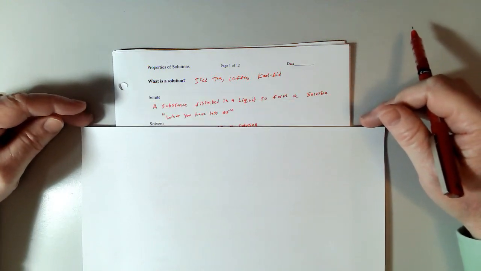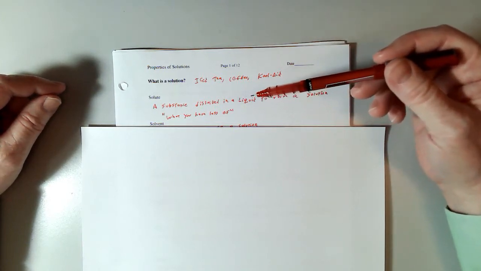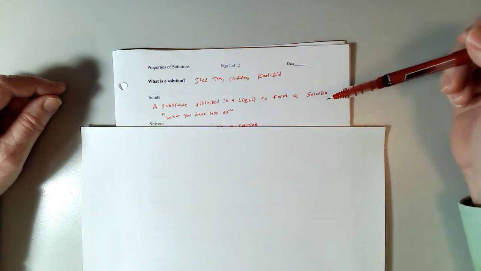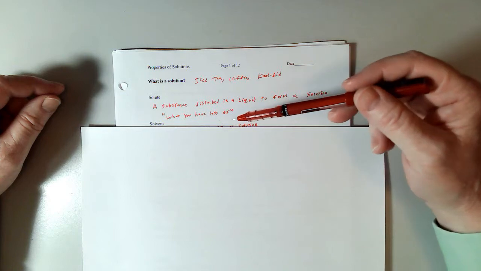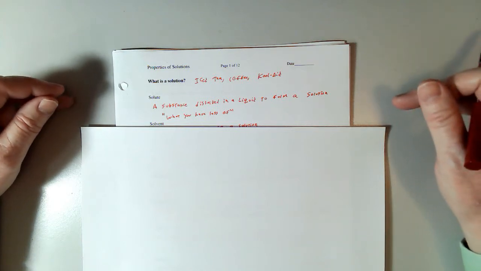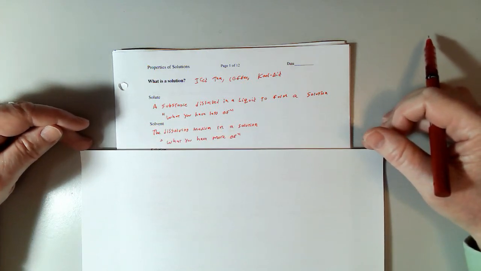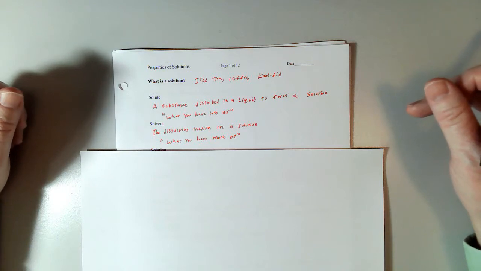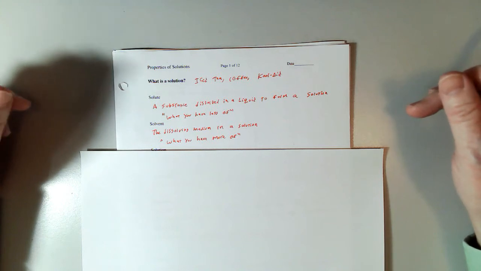Now, what is a solute? The solute is a substance dissolved in a liquid to form a solution. And last year, we had said that it's what you have less of when you make up a solution. So then the other part would be the solvent, which is the dissolving medium in a solution, or like last year we said, what you have more of.